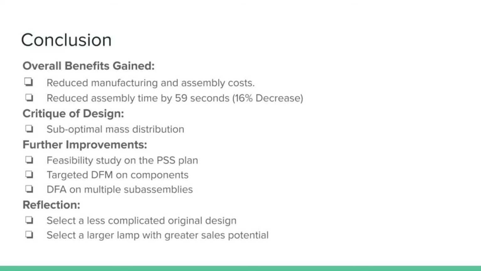After looking back on our design, we noticed that we have a suboptimal mass distribution as the lamp is slightly top-heavy. Some further improvements we could have made given more time were a feasibility study on the PSS plant, a targeted DFM on other components, as well as DFA on other subassemblies of the lamp. Upon reflection, we should have selected a less complicated original design as the lamp incorporated a very complex linkage mechanism, and we could have selected a larger lamp with greater sales potential as the lamp is relatively small.